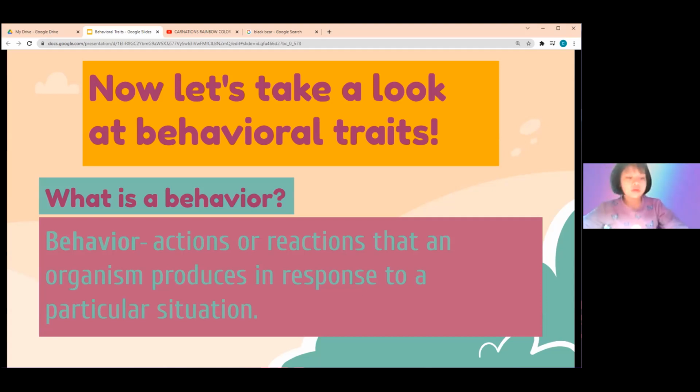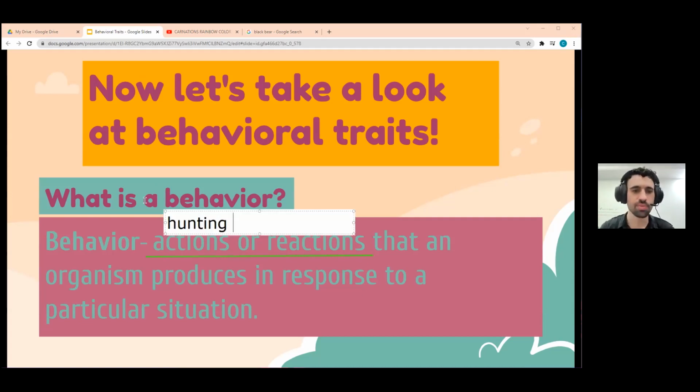Okay, and this definition seems hard, but let me give you guys a simple example. So let's go over this definition really quickly. Actions or reactions. An action would be like hunting. A reaction is something that you react to. One thing that you guys probably react to: what is something that you do if you watch something that is really, really scary?